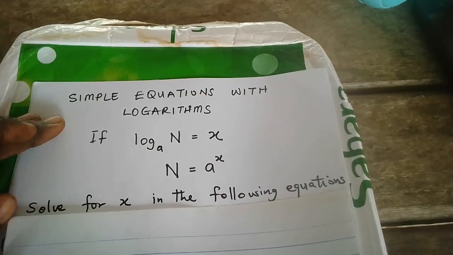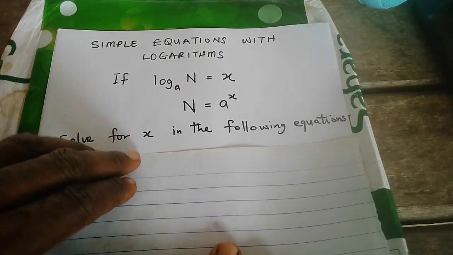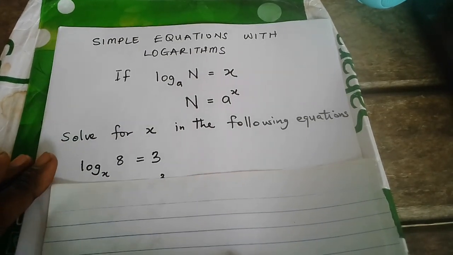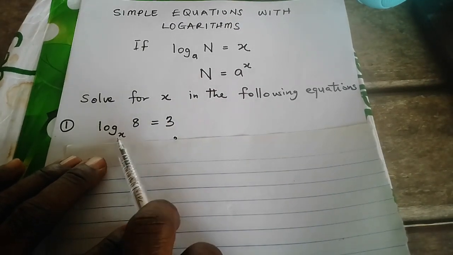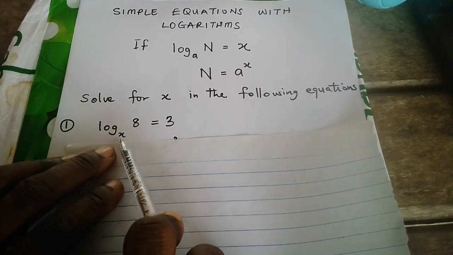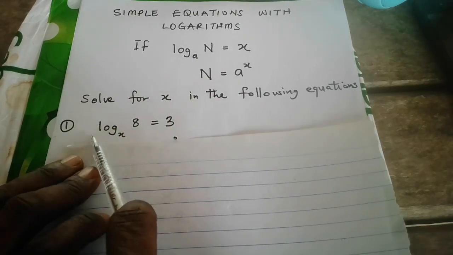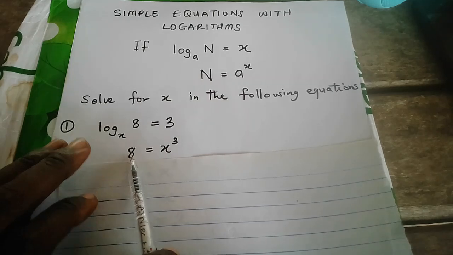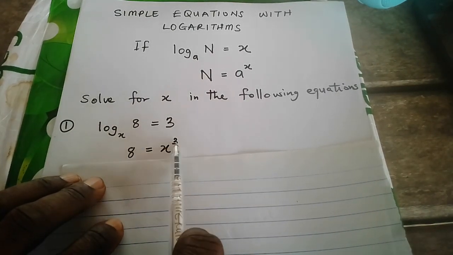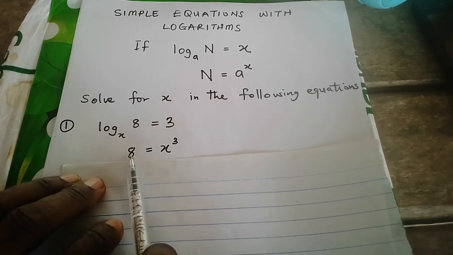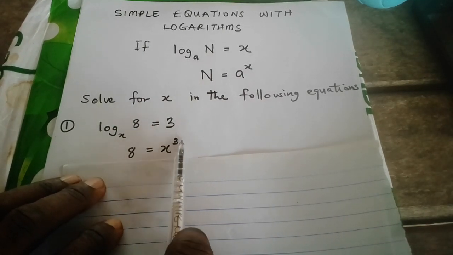Now let's try to apply this. Solve for x in the following equations. If you are given log 8 is equal to 3 in base x, first of all, we'll try to write this in the form of indices. So 8 will still appear here, x, which is the base, will come to the other side, then whatever is on the right here will now become the power. So you'll be having 8 is equal to x raised to power 3.